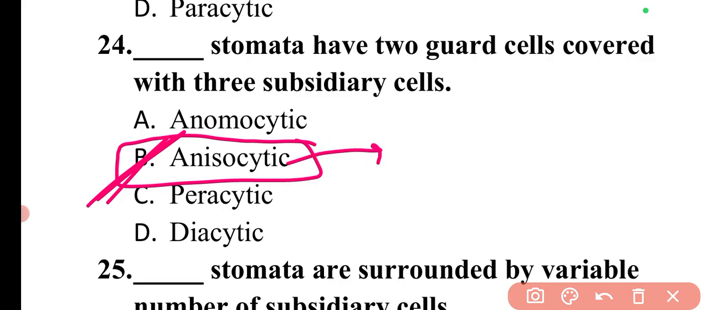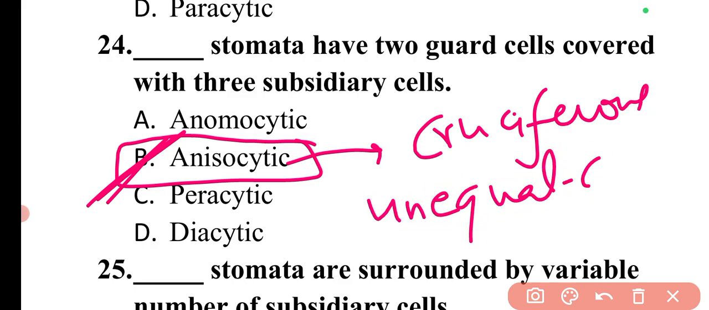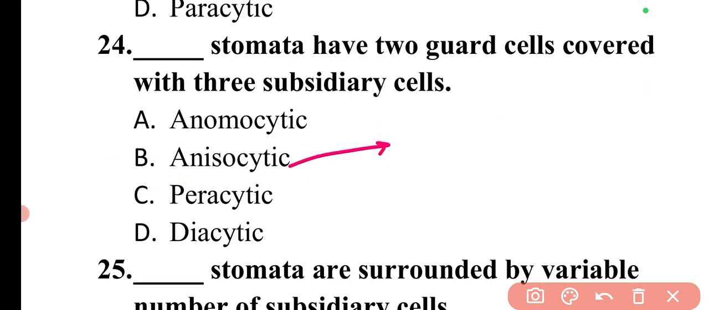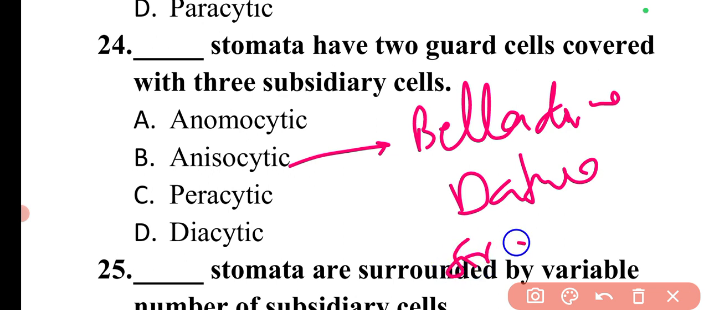And these anisocytic stomata are also known as cruciferous stomata, or unequal celled stomata. So these are the different names. Now the important thing is the example. In anisocytic stomata, the examples are Belladonna, Datura, and Stramonium. So these are the different examples of anisocytic stomata.